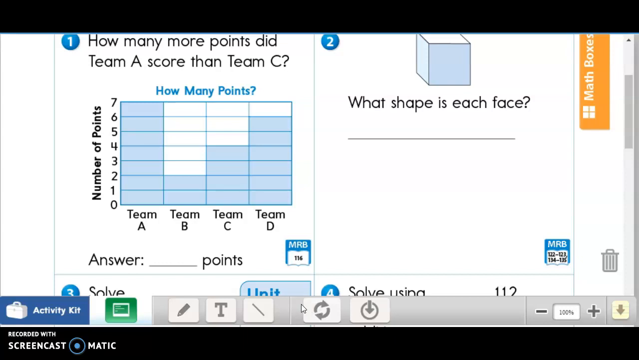Hi friends, welcome back. We're going to review Math Box page 213, lesson 8.9. We're just going to go over the answers together. So if you have any questions, now's a good time to follow along.